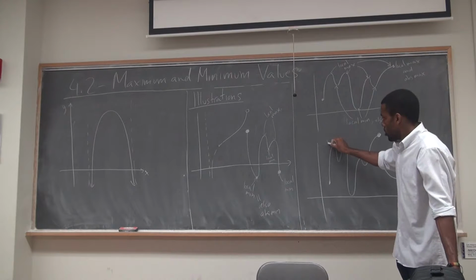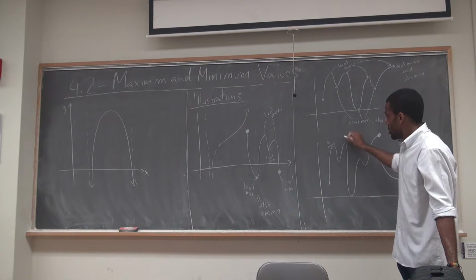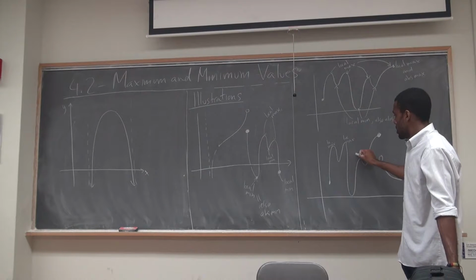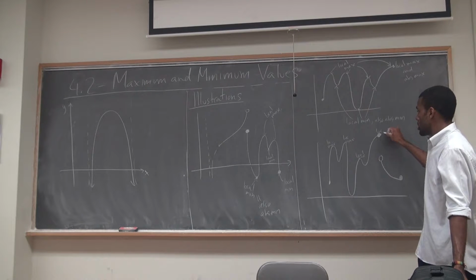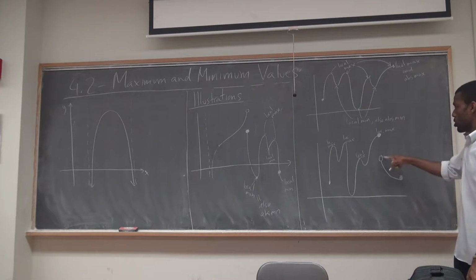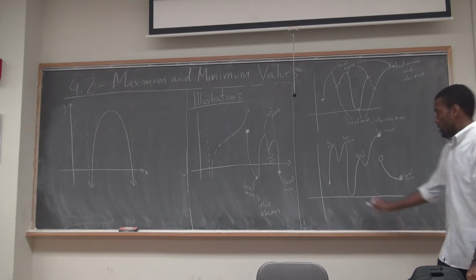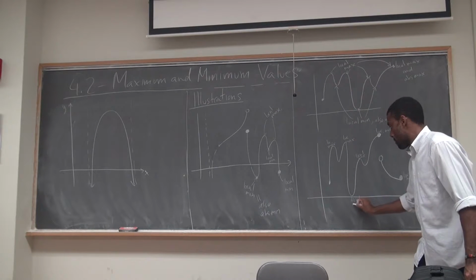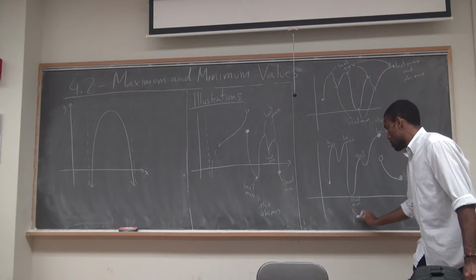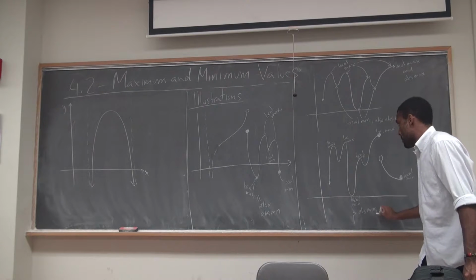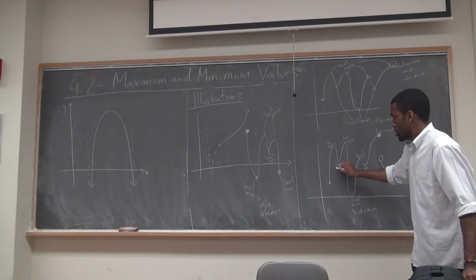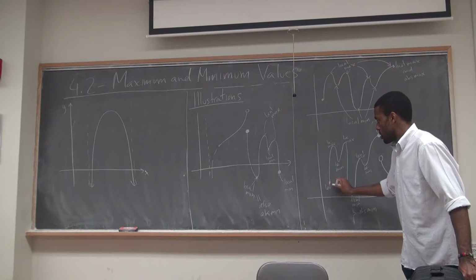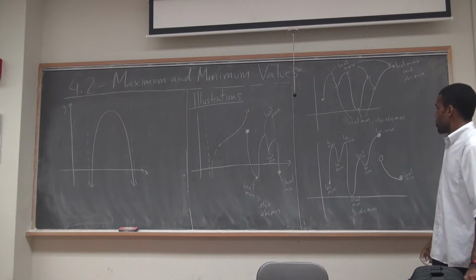Similarly here, this is a local max, local max, local max. Here's a local max because it's actually filled in. There's no local max here because it's not filled in. Here's a local min. Here is a local min, and it's also an absolute min. Here's a local min. Here's a local min. Here's a local min.